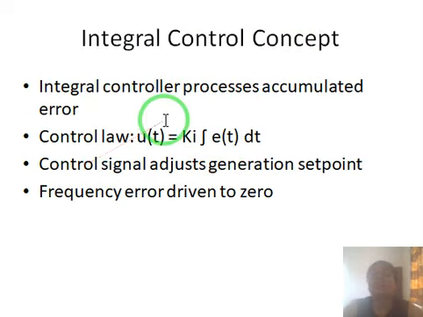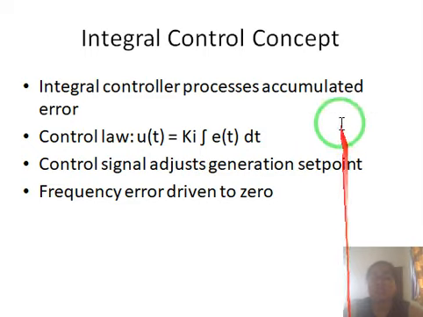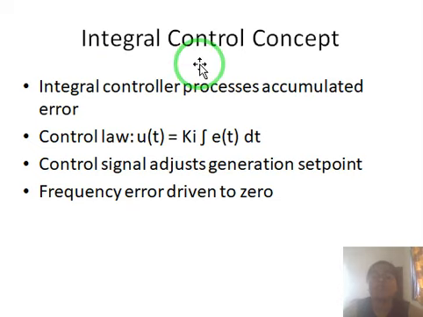Integral control is defined with the help of the equation Ki integral of error dt. Here Ki is the integral constant. The integral controller continuously integrates the steady state frequency error as long as the error exists. The controller output increases or decreases generation until the error becomes zero. So this is the function of integral control.